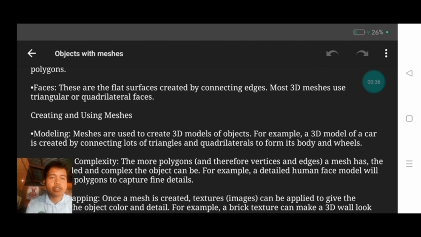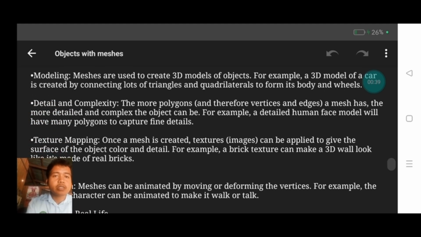Creating and using meshes. Modeling. Meshes are used to create 3D objects. For example, a 3D model of a car is created by connecting lots of triangles and quadrilaterals to form its body and wheels. Detail and complexity. The more polygons, and therefore vertices and edges, a mesh has, the more detailed and complex the object can be. For example, a detailed human face model will have many polygons to capture the fine details.